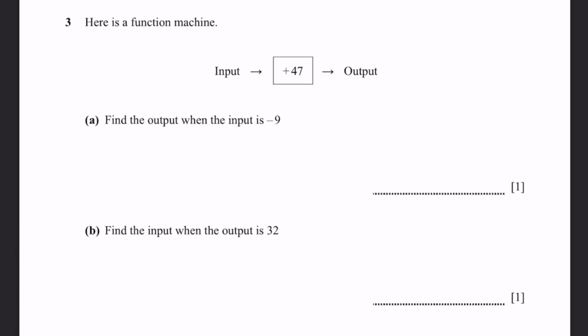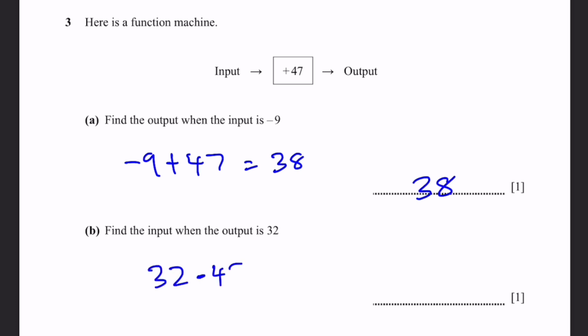Question 3. Here's a function machine. A. Find the output when input is negative 9. So negative 9 plus 47, we get 38. B. Find the input when output is 32. 32 minus 47, inverse operation, we get negative 15.